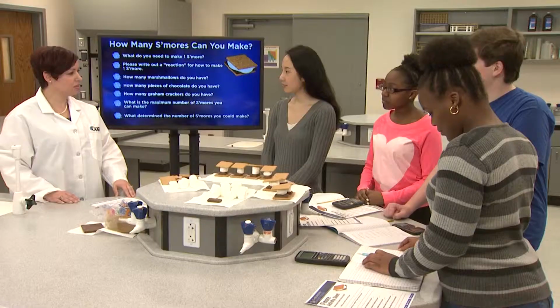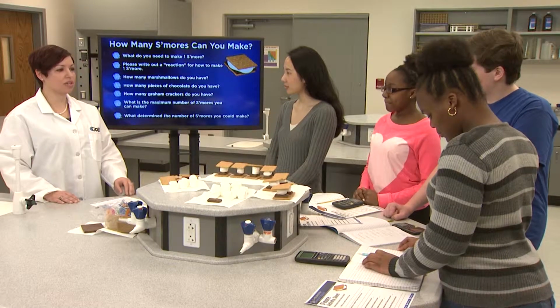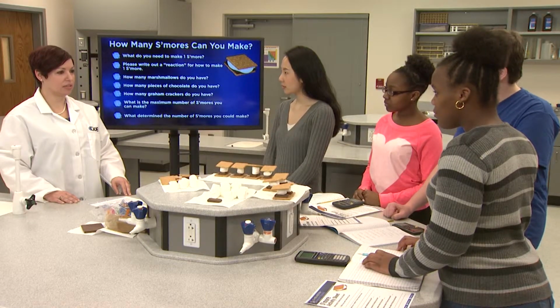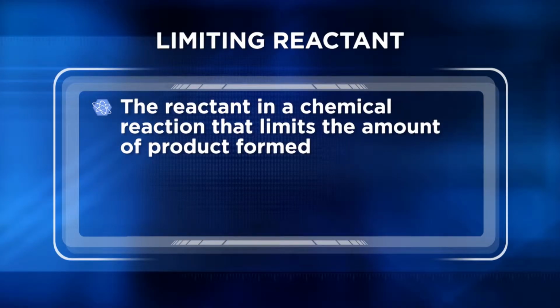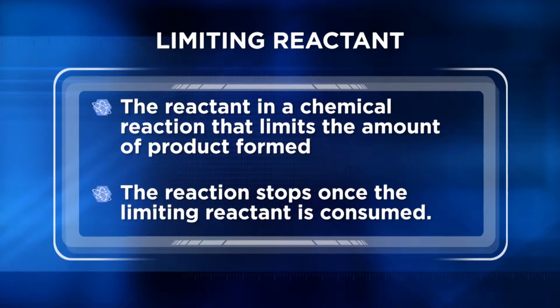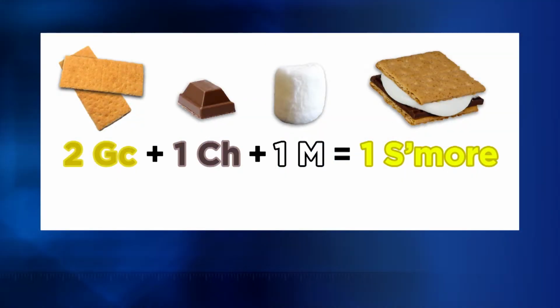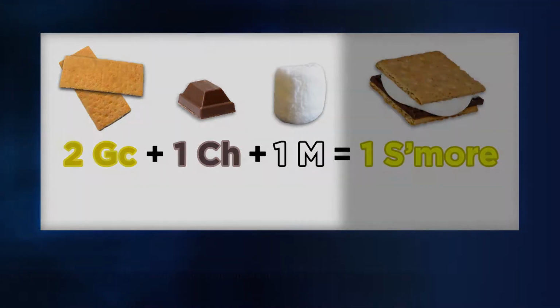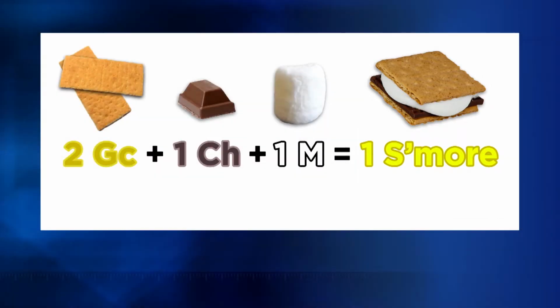Great job, everyone. What you all just demonstrated was the concept of a limiting reactant. A limiting reactant is the reactant in a chemical reaction that limits the amount of product formed. The reaction stops once the limiting reactant is consumed. So if we take a look at the equation for the creation of our s'mores, we can see the proportional relationships between the amounts of reactants and the product in our reaction.